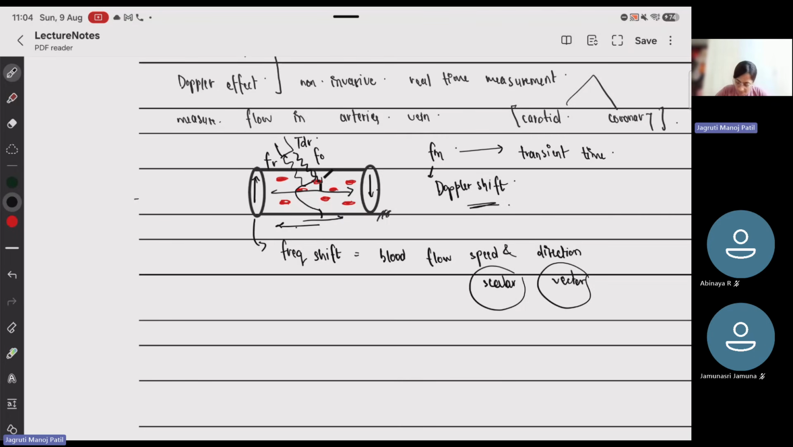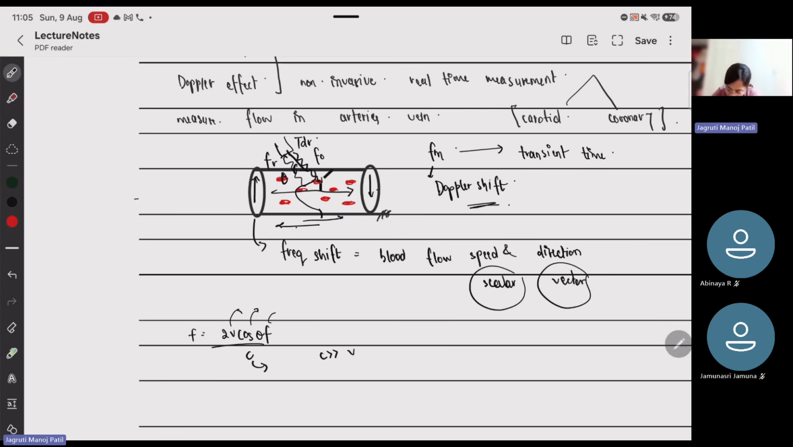You have this formula that your frequency shift is equal to 2 v cos theta f divided by c, right? Where c is the speed of sound, where c is very much greater than v, and v is the blood flow speed in that particular vessel. Cos theta involves the angle at which your transducer was kept relative to your vessel where you're trying to measure it. So if it's not visible to you, this is the angle from the vessel, so that's theta. Okay.